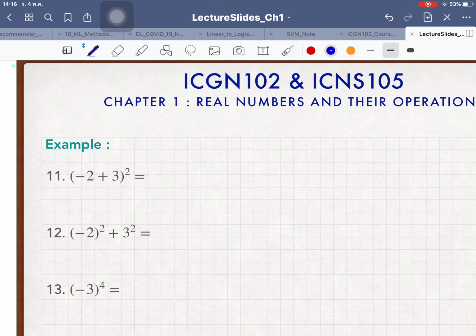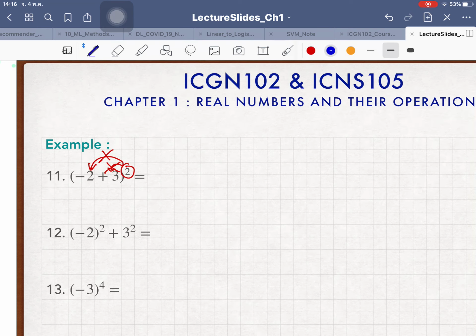Right, so now let's move to this slide. Let's do these examples. Okay, here, even though you see this power outside, you cannot give this power to everything inside these parentheses. If you do it that way, it's going to be wrong.